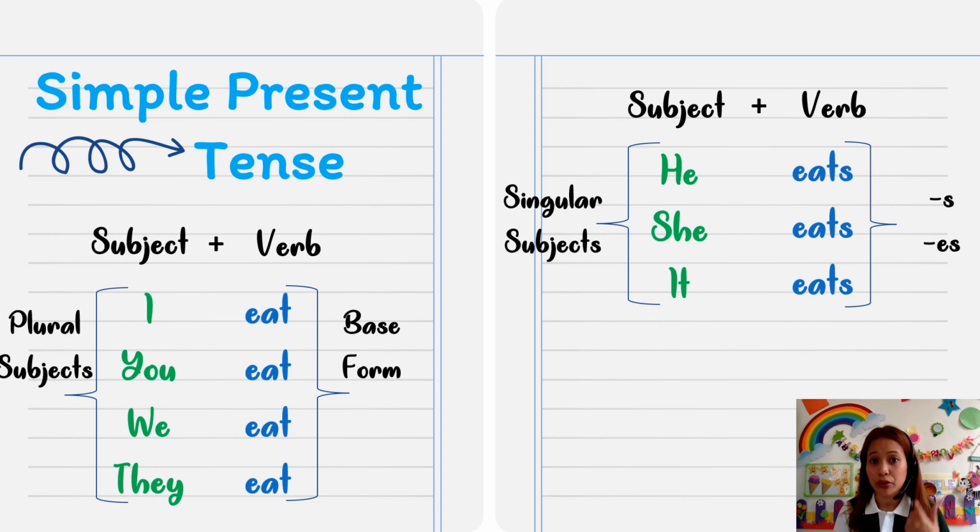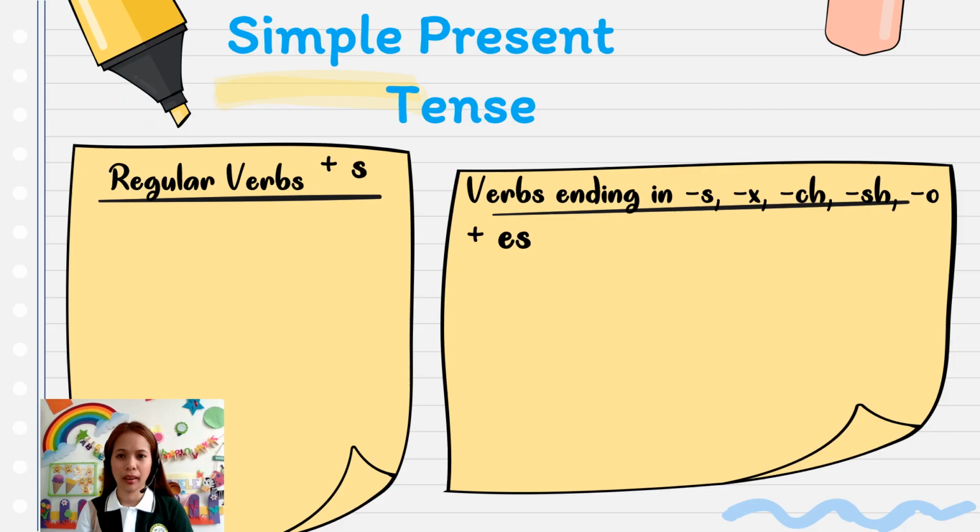But if your subject is he, she, or it, those three, you always add es or ies after the base form because it always takes the s form of the verb. Understand? Okay, so grade 6, we have some rules to follow in adding es, ies, or s to our verbs.